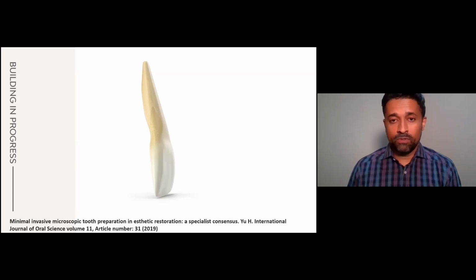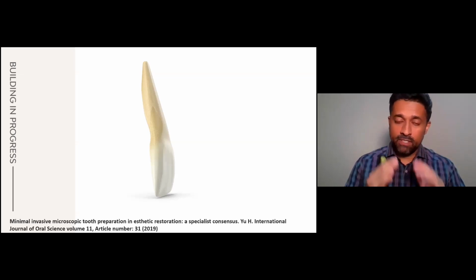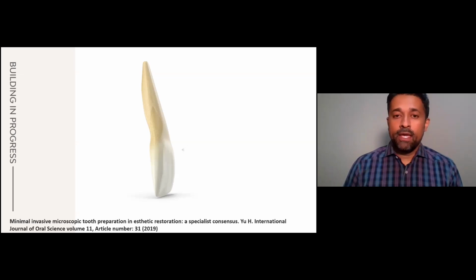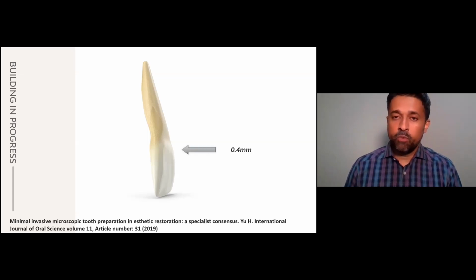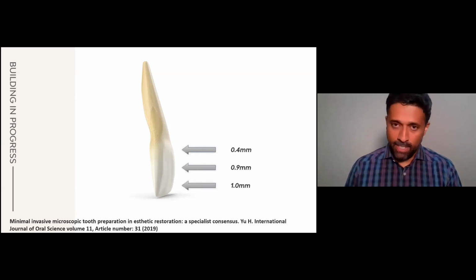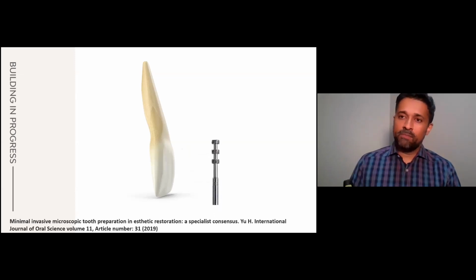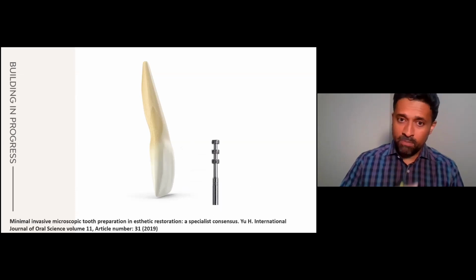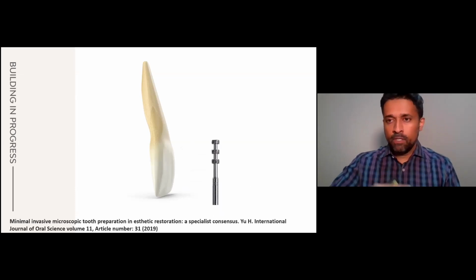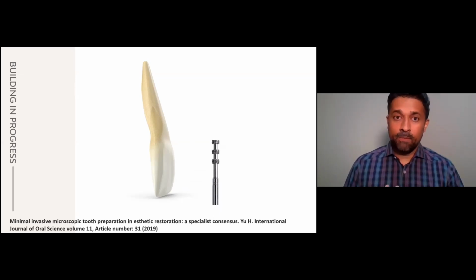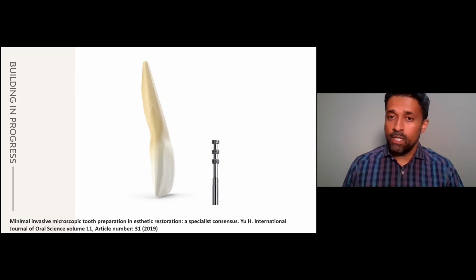There was an article in 2019 where they discussed the thicknesses of enamel, and here it is for centrals. It's 0.4 millimeters at the gingiva, 0.9 mid-facial, and 1 at the incisal plane. Why this is important: you want to be very conservative, especially in that gingival plane when you're prepping that veneer, and you have a little bit more freedom as you go towards incisal. For laterals, the numbers are a little bit less. It's 0.3, 0.8, 0.9. For canines, it's about 0.3, 0.8, and 1.